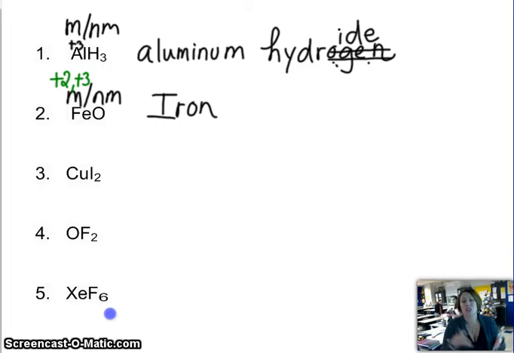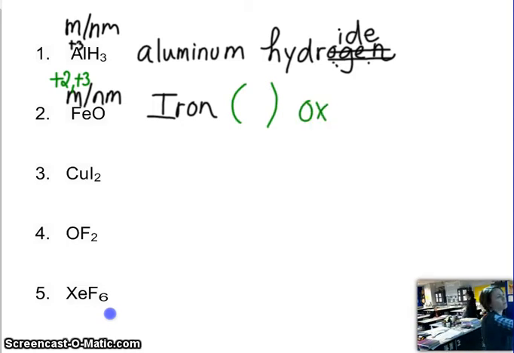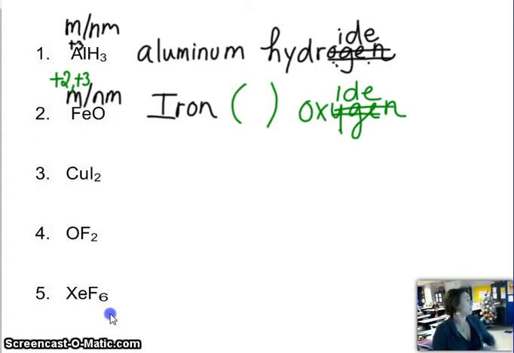So when it has 2 possible charges, you need parentheses after its name. Then you name your nonmetal. Drop the ending, go 2 vowels in. Y counts as a vowel, and add I-D-E. Iron something oxide. Now, what we're going to put in those parentheses will either be a Roman numeral 2 or 3. We have to figure it out.